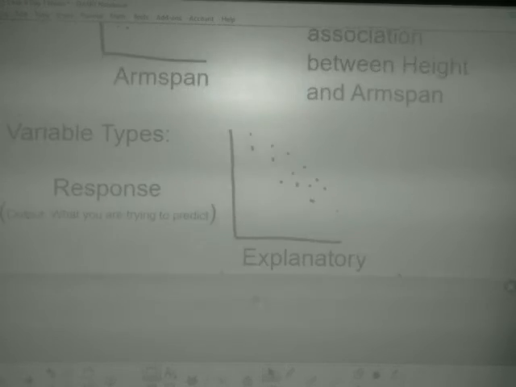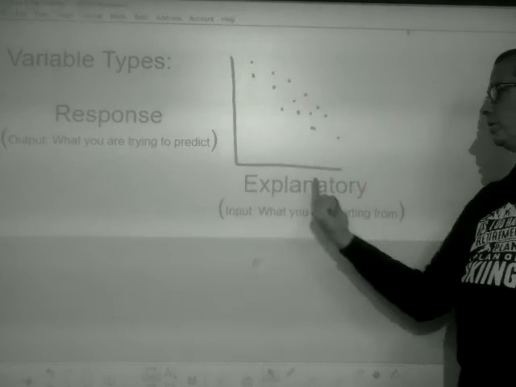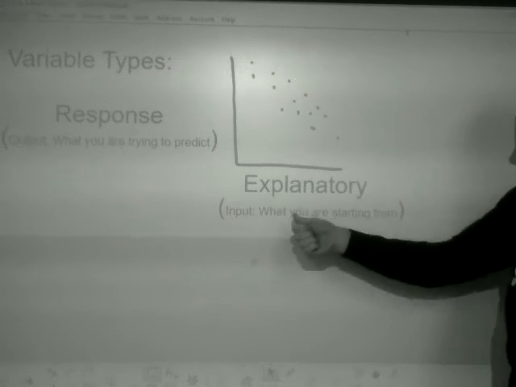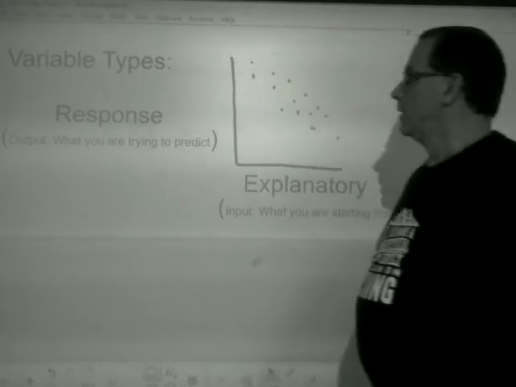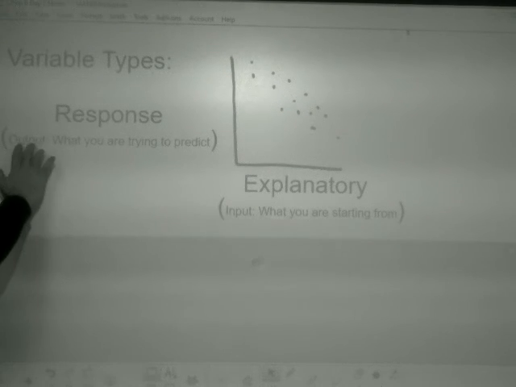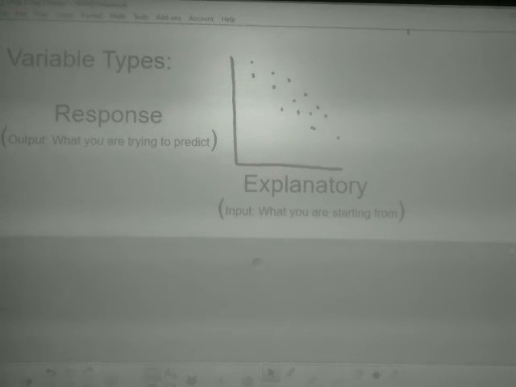She explained in the video the variable types. There's the explanatory that goes on the x-axis. It is what our input is. It's what we're starting with. The response, or the y variable, is our output. It's what we're trying to predict. Whatever we're trying to predict goes on the y-axis.